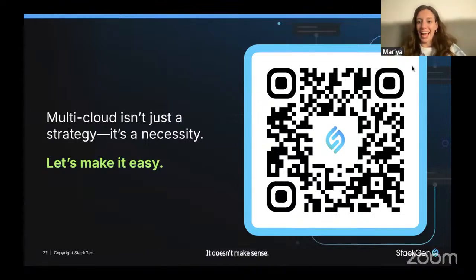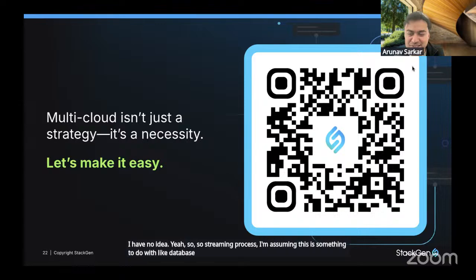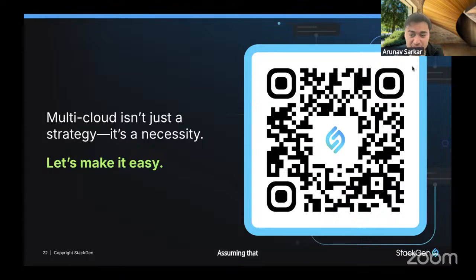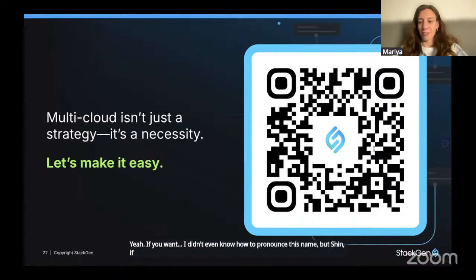Yeah, so streaming process, I'm assuming this is something to do with database replication, in which case make sure the target DB service is running the same DB engine as the source, and then you should be able to set up a continuous sync replication job. Assuming that's what you mean by streaming, I think that would be the answer, but I would probably need some more context. Yeah, if you want, I don't even know how to pronounce this name, but Sheen, if you want to clarify, feel free to drop it in the chat and we'll get back to this question.